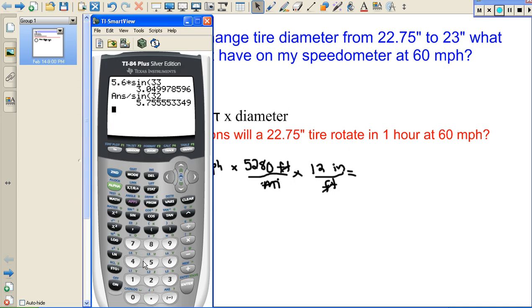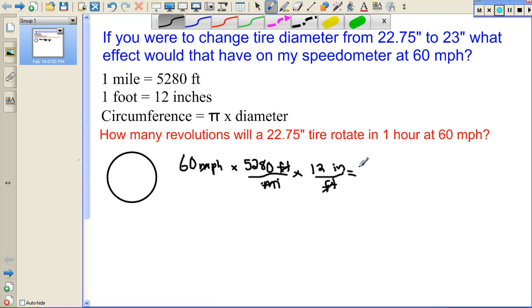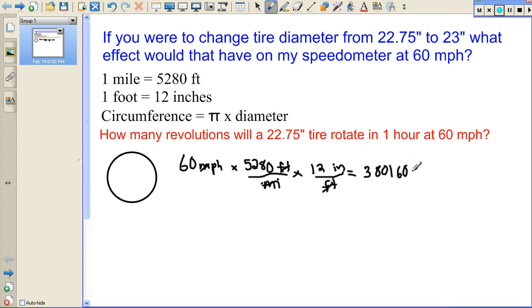We'll do 60. Let me clear this out. 60 times 5,280 times 12. And so it's going to travel 3,801,600 inches in 1 hour.